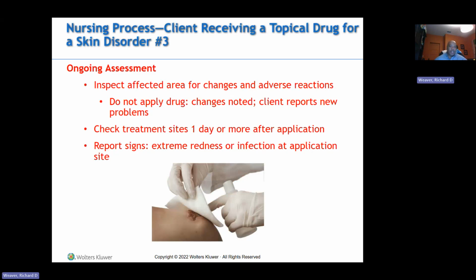All right. Yeah, so make sure you essentially hold off on the application of the medication if these changes occur. That's what I want to emphasize. And inform the doctor, let them make a decision on what to do.